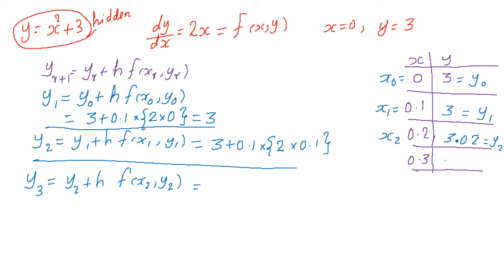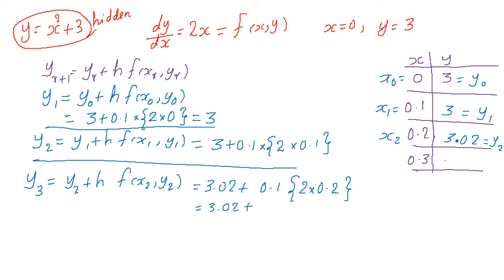So what is my y2? That is 3.02. And what is my h? h is 0.1. Now what is f of x, y? It's 2x. So 2 x2, that is 2 into 0.2. So 2 into 0.2 is 0.4. 0.4 into 0.1 is 0.04.